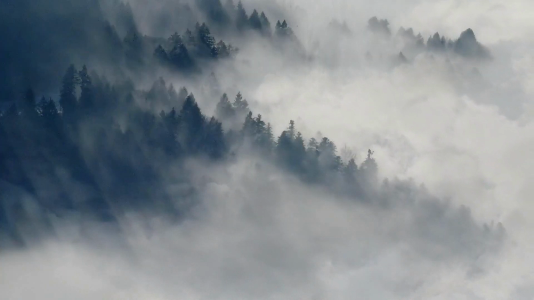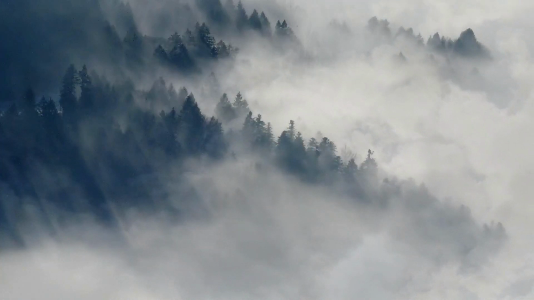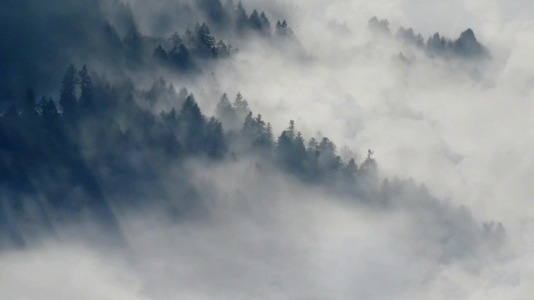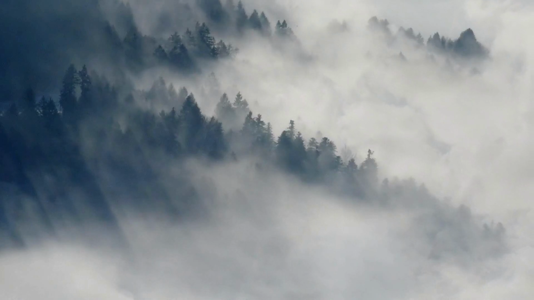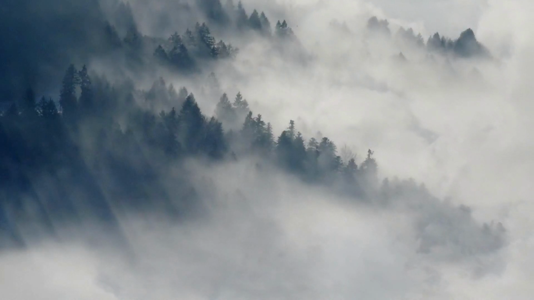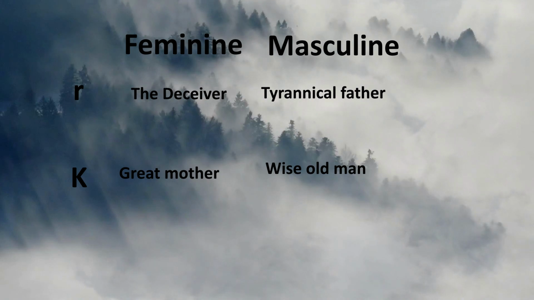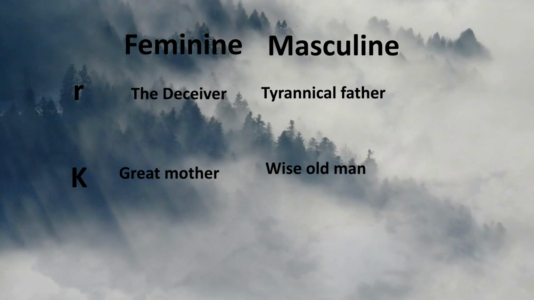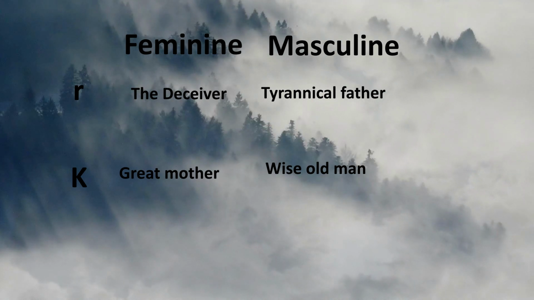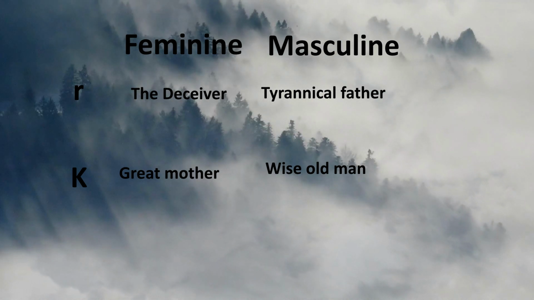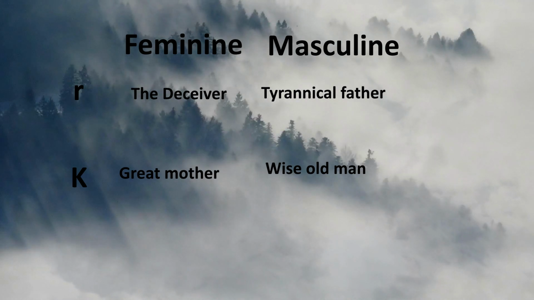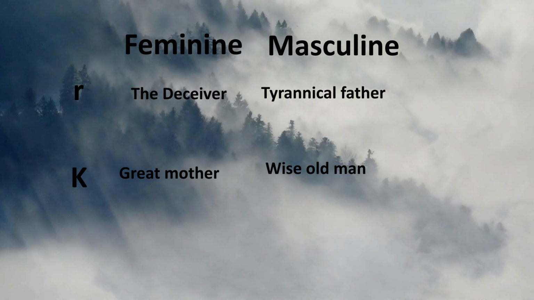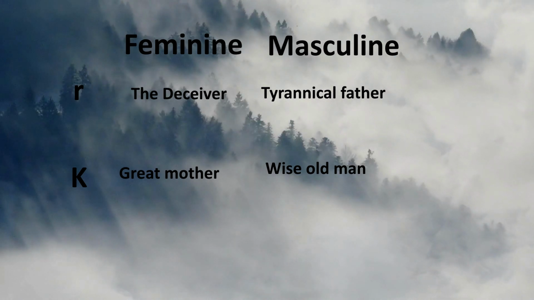The spectrum of RK selection is lacking the differences typically seen between male and female organisms in R and K selected environments. In order to signify this, we must add the spectrum between masculine and feminine to the RK selection spectrum. This creates 4 separate archetypes of R masculine, R feminine, K masculine, and K feminine. These are the 4 main Jungian archetypes: the tyrannical father, the deceiver, the wise old man, and the great mother. Let's take a look at some of these behaviors associated with these archetypes. These archetypes are extremes of certain behaviors and traits.